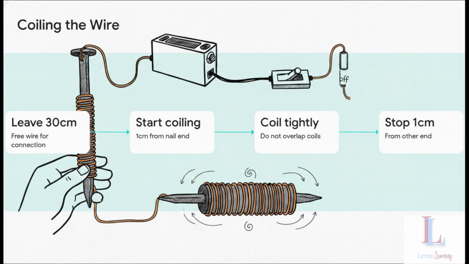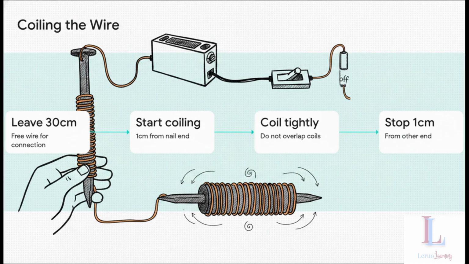Let's actually visualize how to practically lay this out. You take your 2 meters of copper wire. Leave about 30 centimeters hanging free at the very start. You'll need that to plug into the circuit later. About 1 centimeter from the head of the iron nail, you start wrapping the wire. You want to coil it as tightly and closely together as humanly possible, but here's the key constraint. Do not let the coils overlap each other. You are creating a really neat, tight spiral down the shaft of the nail. Stop 1 centimeter before the pointy end, leaving another 30 centimeters of free wire at the end.